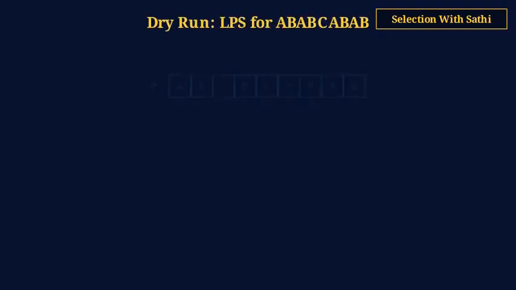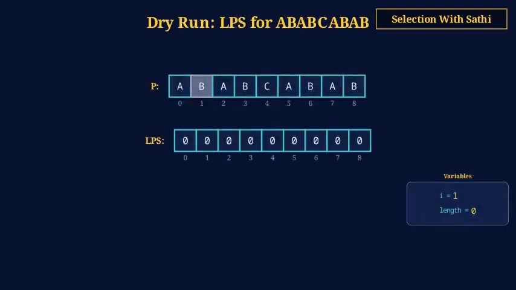Now let us build the LPS array for pattern ABABAC step by step. LPS of 0 is always 0. At I equals 1, B versus A at position 0. No match. LPS of 1 is 0. At I equals 2, A matches A at position 0. Length becomes 1. LPS of 2 is 1.